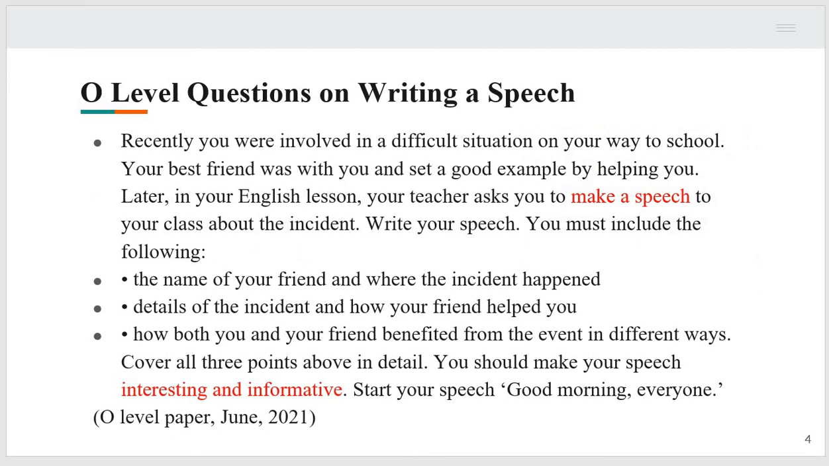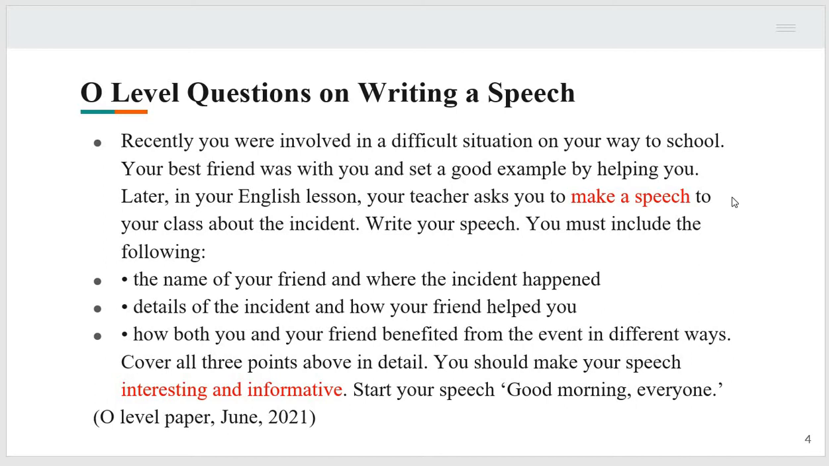O level students are also in need of writing a speech. They will not deliver a speech, they will write a speech. But its tone, intonation, pattern, and style would be that you are delivering a speech. If you keep in mind that you are delivering a speech, you can write a good speech.